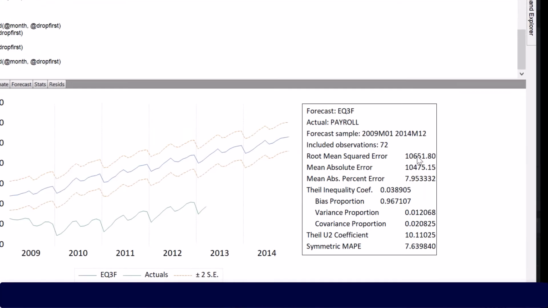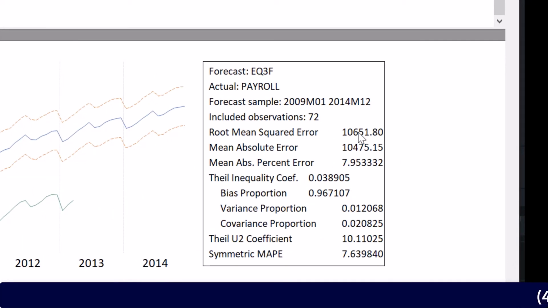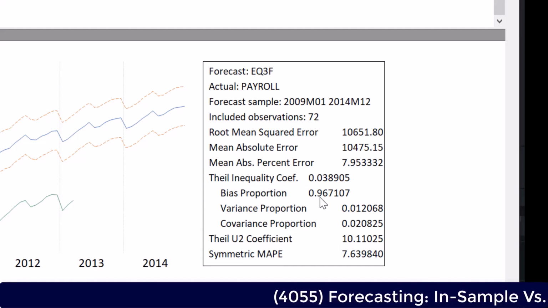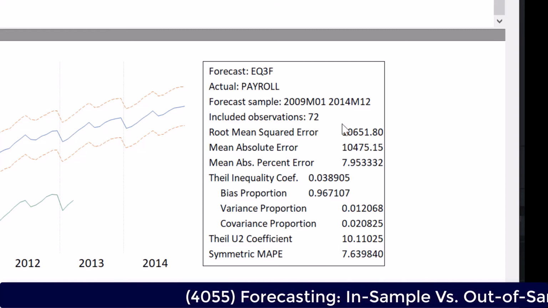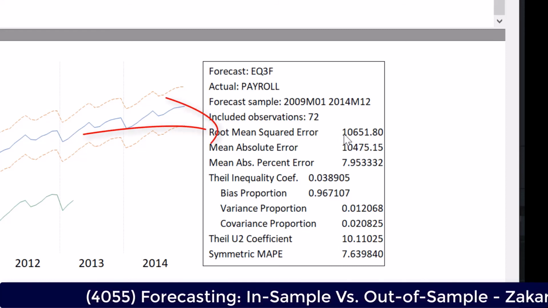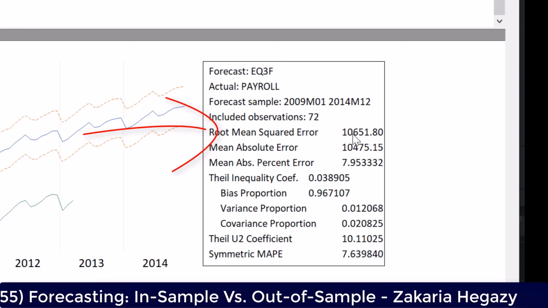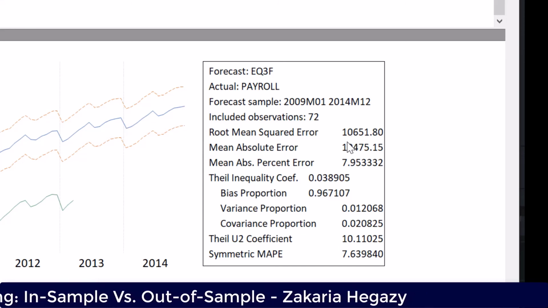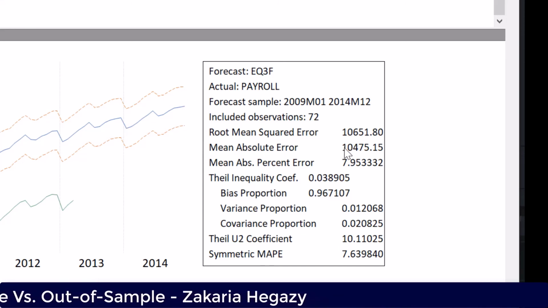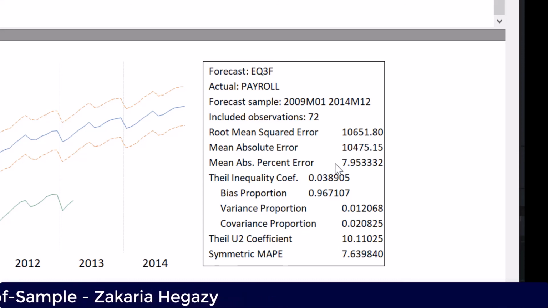You can see the bias proportion is still large, 0.96 as you see, indicating that the forecast is not very good. However, this model performs considerably better than equation 2 because the RMSE, I mean root mean squared error, is lower than in equation 2, and the mean absolute percentage error is lower as well, and even the bias proportion is lower because there it was 0.98.